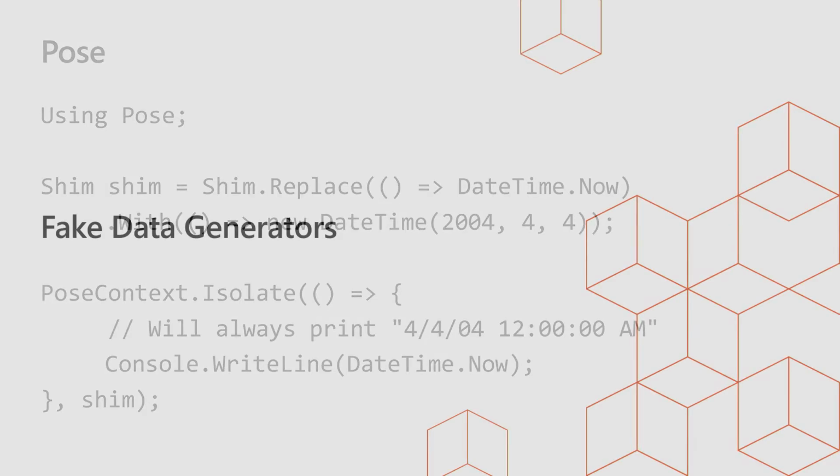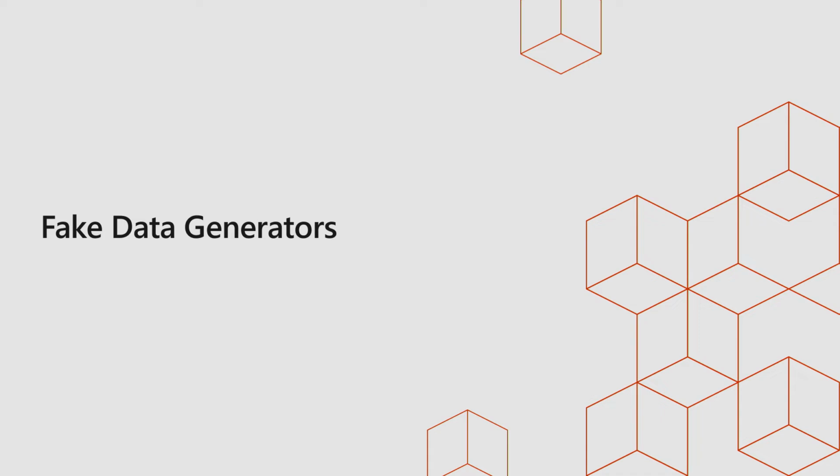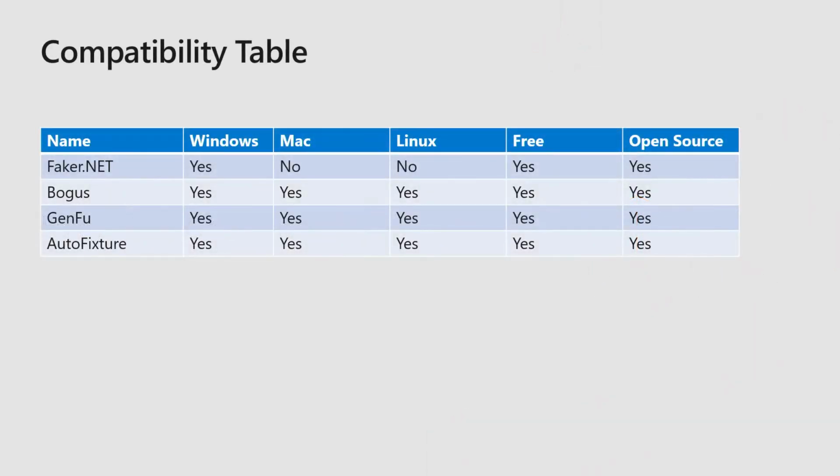And then I'd say, fake data generators. These guys are actually very important, especially when it comes to testing real-world data. They let you generate different kinds of data, from names to addresses. So you have a bunch of them here. You see Faker.NET is only supported on Windows, even though it is free and open source. And then you have the rest: Bogus, GenFu, and AutoFixture. All three of these are fully cross-platform, open source, and free to use.